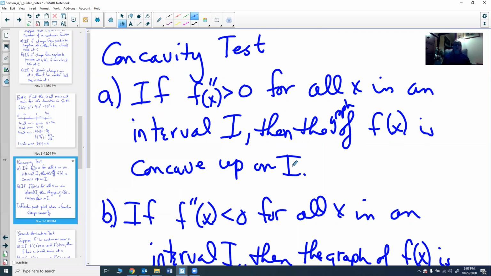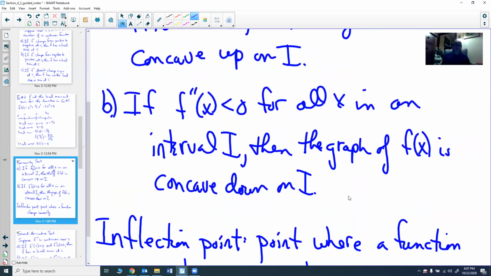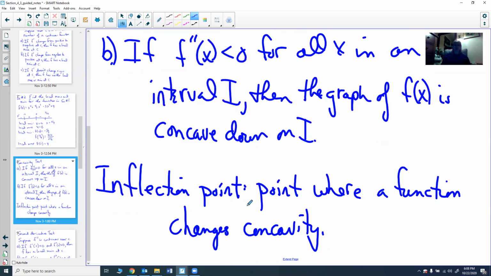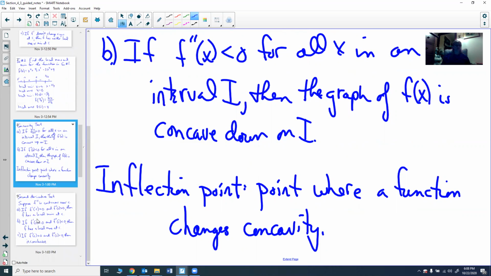In other words, think of it as you've got a second derivative that is positive, so therefore you're going to be increasing. You're going to be concave up. If the second derivative is negative for all x in an interval I, then the graph of f of x is concave down on that interval. Where we change concavity is known as your inflection point. That's your point where you change concavity.